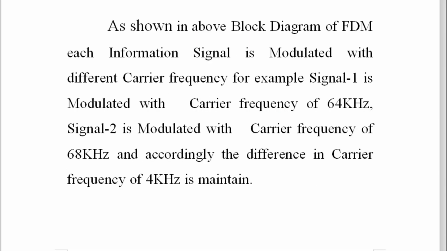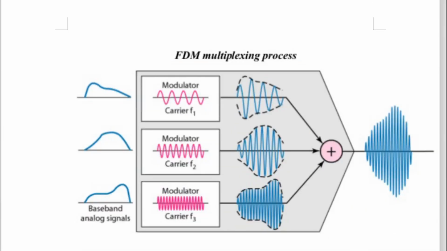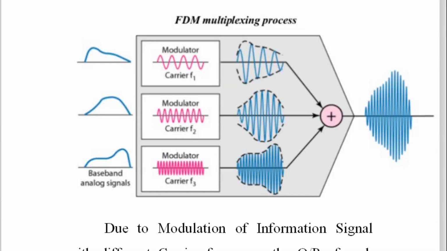Now let us come here. Whatever I said is given here. As shown in the above block diagram of FDM, each information signal is modulated with a different carrier frequency. For example, signal number 1 is modulated with a carrier frequency of 64 kilohertz, signal number 2 with 68 kilohertz, and accordingly the 4 kilohertz difference in carrier frequency is maintained. Now let us understand very clearly with the help of this block diagram.